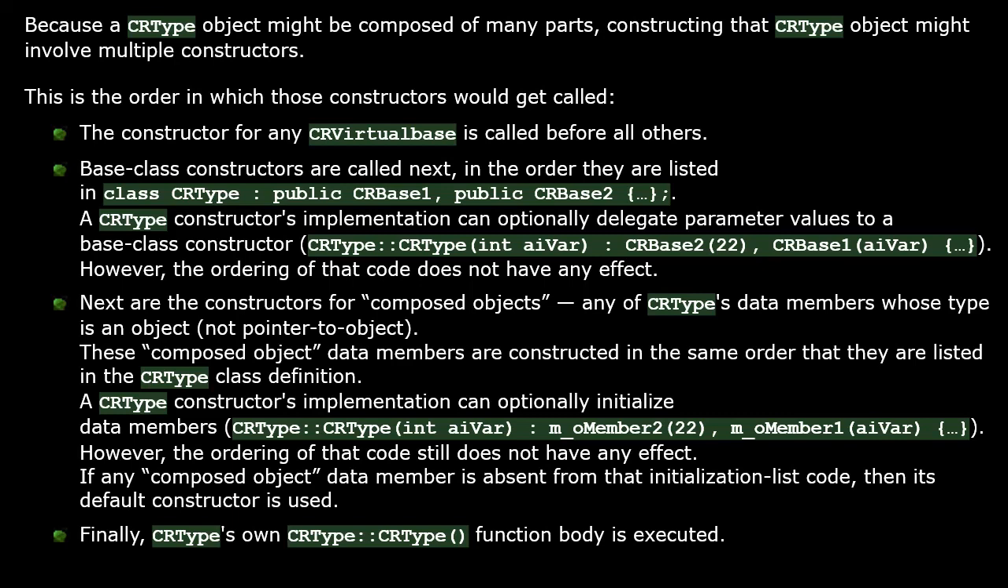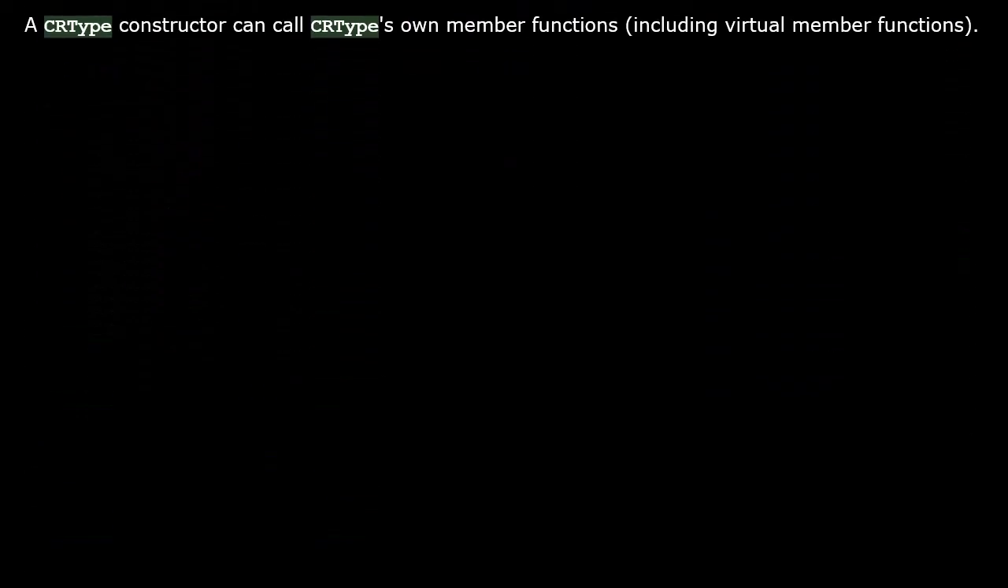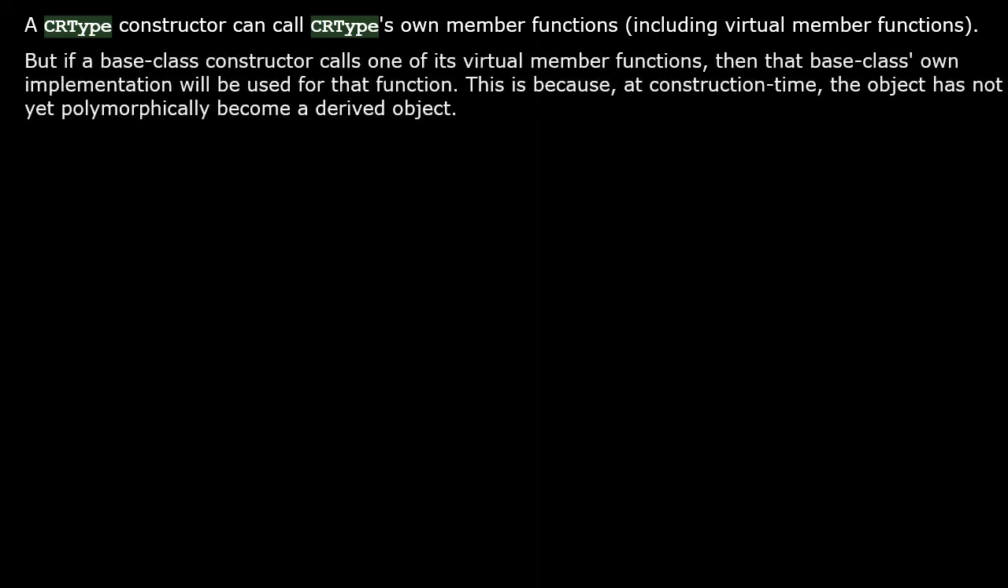Lastly, the actual implementation of the derived class constructor finally gets performed. Any constructor can call that class's own member functions, both normal ones and virtual ones, but those calls will not behave polymorphically. Think of it this way. While a base is being constructed, it has not yet polymorphically become a derived object. This rule exists for destructors also, by the way.